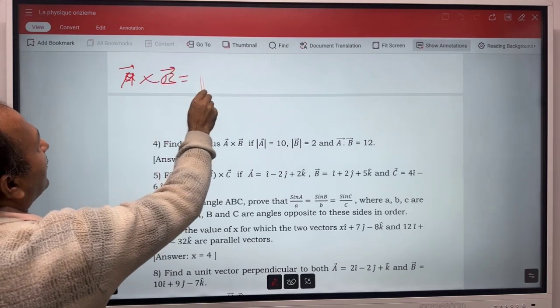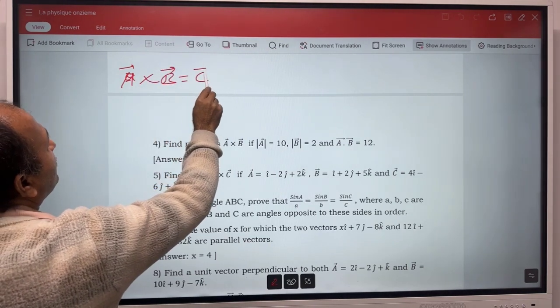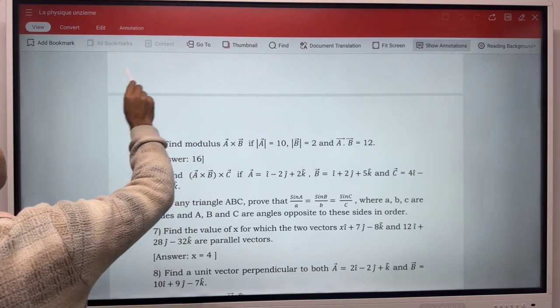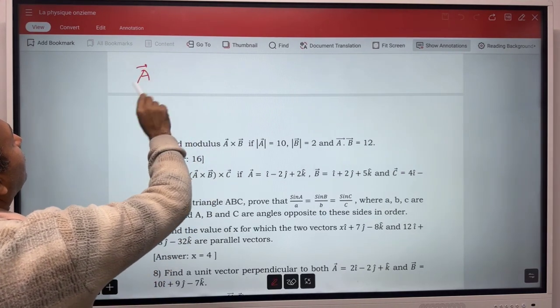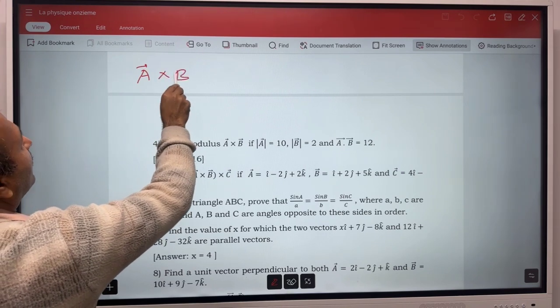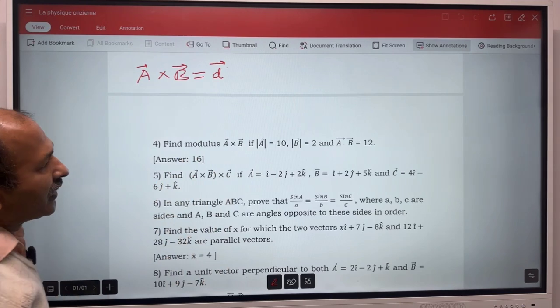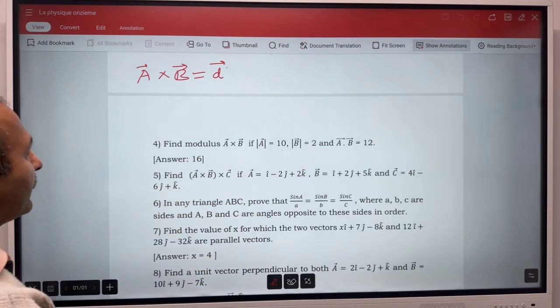Vector A cross vector B, you denote it as, suppose you have vector A and vector B and you find its cross product. Suppose this is vector D, right? And vector C is already given.